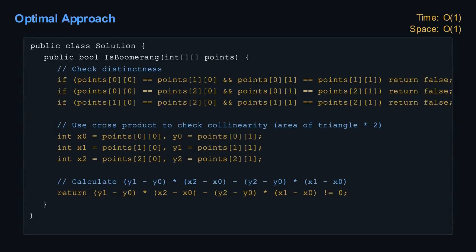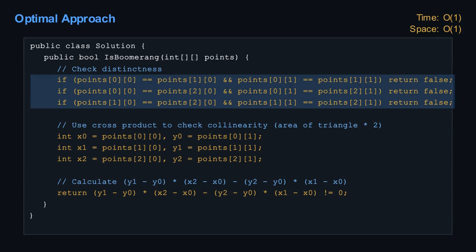The key insight is to bypass slope calculation entirely and use the cross product from vector math. Instead of dividing to find slope, we calculate 2 times the area of the triangle formed by the 3 points. If this value is 0, the points are collinear. Mathematically, we take the vectors formed by the first point to the second and the first to the third, then compute the determinant.